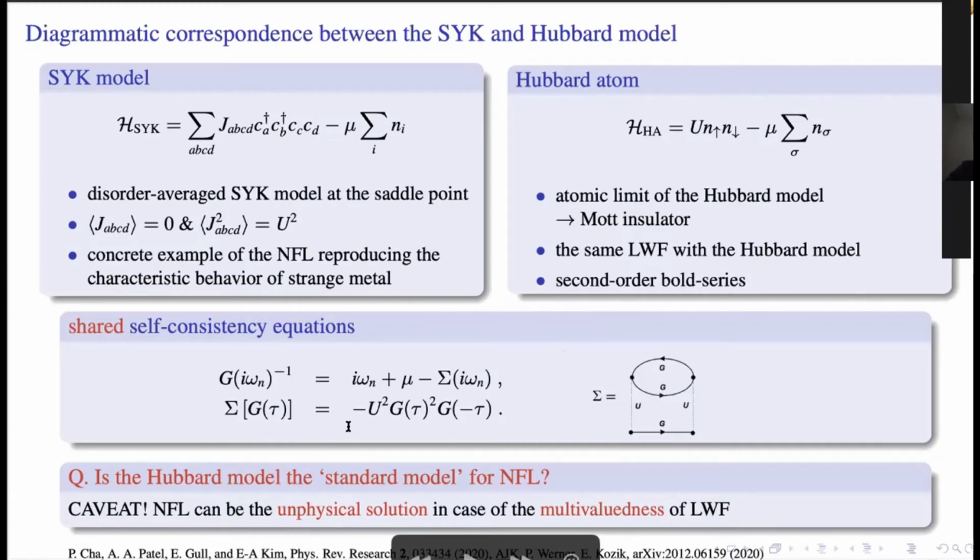So one of the questions is: does this correspondence between those two models, the SYK model and the Hubbard atom, and the Hubbard model, reinforce the position of the Hubbard model as a standard model for the high-Tc superconductors? So our claim is that care must be taken, because the non-Fermi liquid can be an unphysical solution in the case of the multivaluedness of the Luttinger-Ward function.